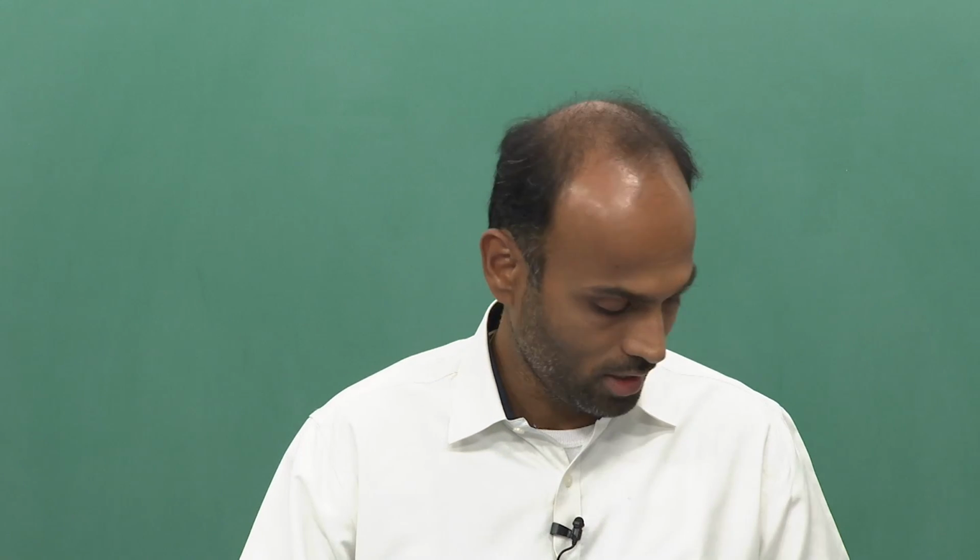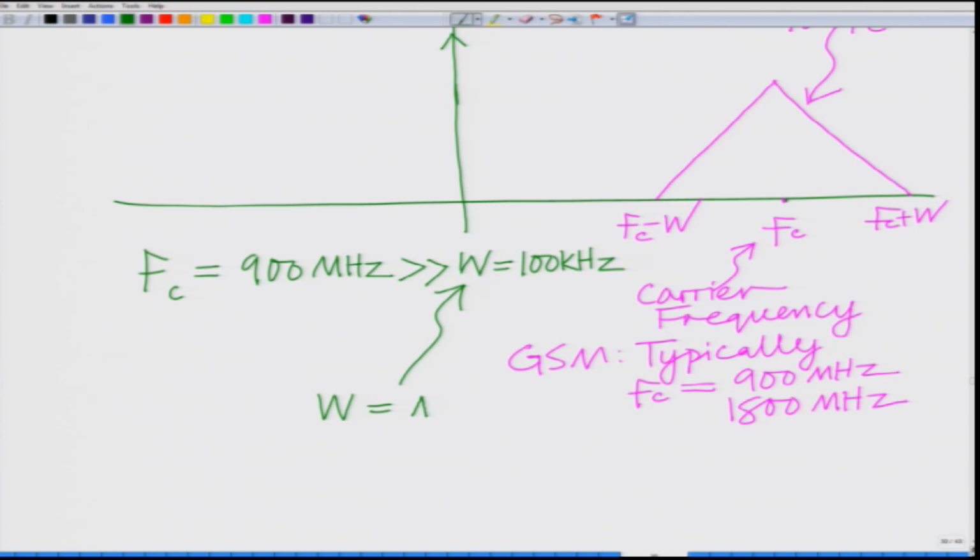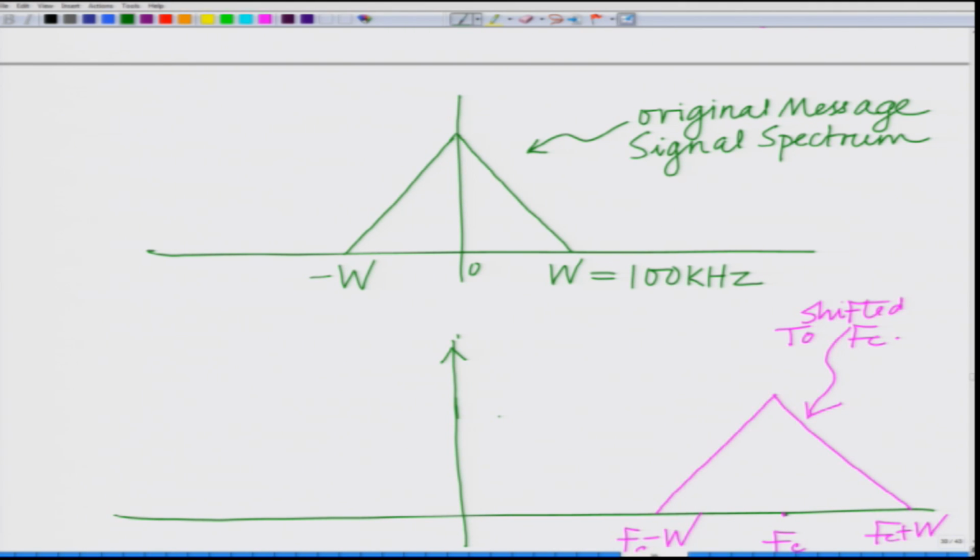So, you can see that the carrier frequency Fc is much larger than the message bandwidth. We are going to explain the reason in greater detail once we come to the modulation aspect, but the carrier frequency is much higher than the message bandwidth, and this is a very important principle in communication. So, what you can see is that your Fc equals 900 megahertz is much larger than W, which is equal to 100 kilohertz, and this W is equal to the message bandwidth. This original message signal is also termed the baseband signal.